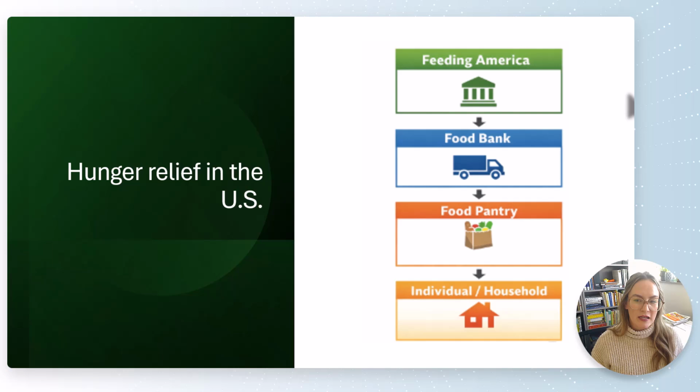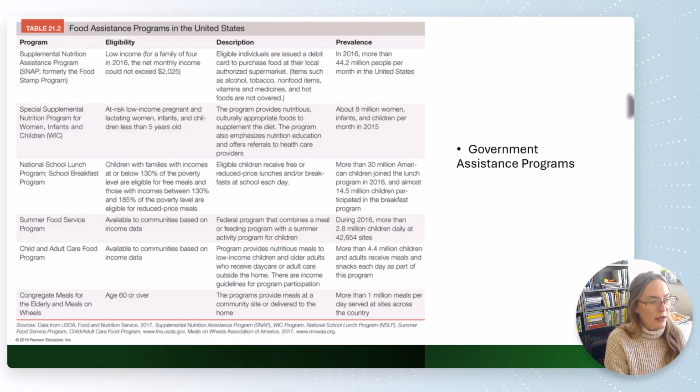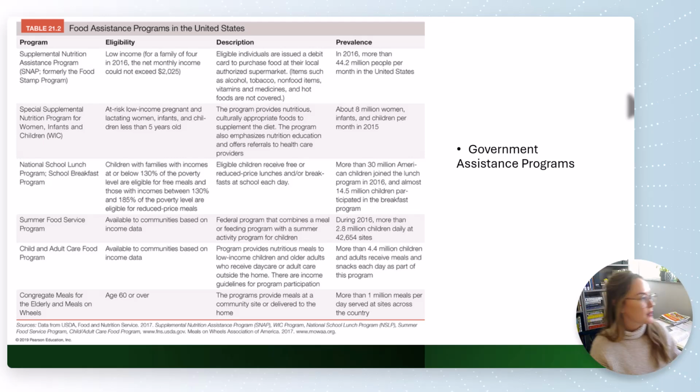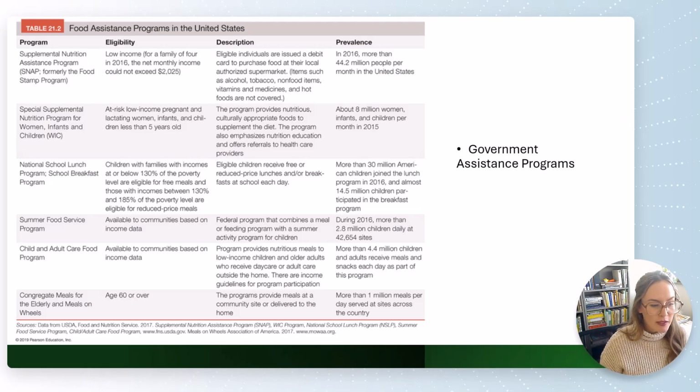So make sure that you understand each one of these and the role that each plays in addressing food insecurity. Let's finish up by talking a little bit about our policy or government assistance programs. There are a few that I really want you to be familiar with for the purpose of this class. So the first one you've probably heard of, it's called SNAP. It was formerly the food stamps program.